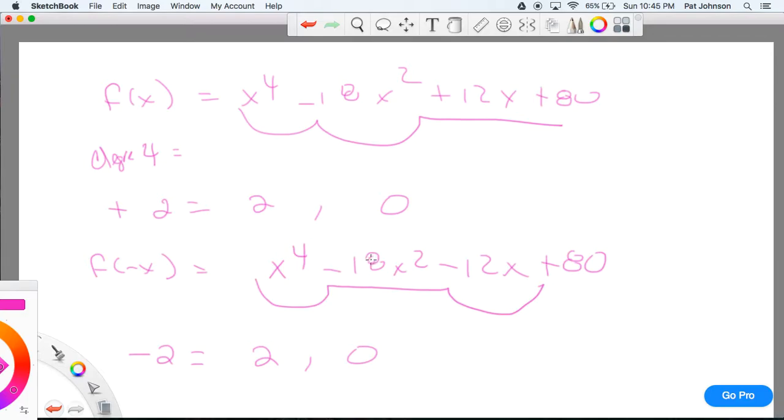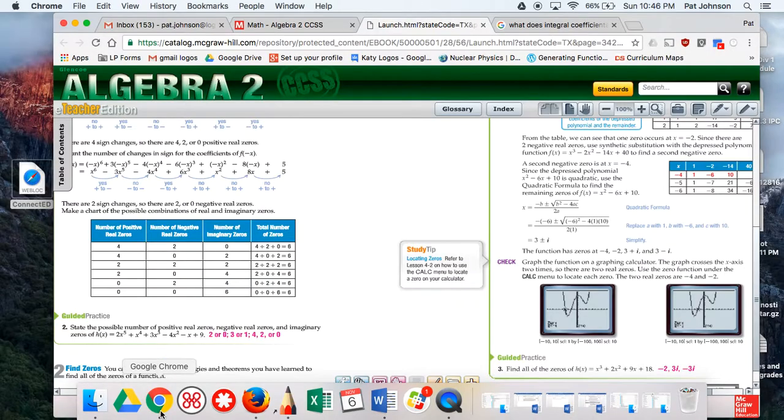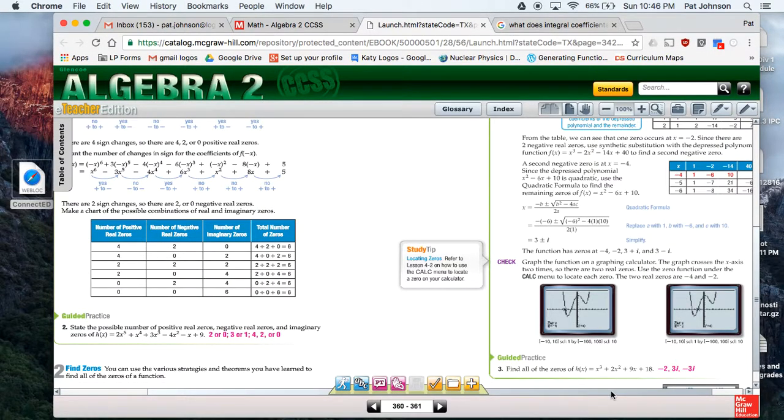So they want us to make a chart, and we're going to learn better how to do this. So we would have to factor it and set them equal to 0 to find the solutions. We know we have to have 4. We could have 2 or 0 positive real roots, 2 or 0 negative. All right. So if you look at the chart on page 361, they put them in, and they just happened to guess by accident, and they guessed the real solution.